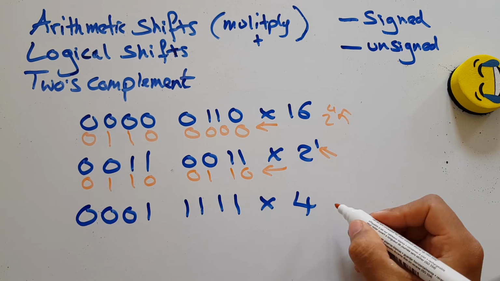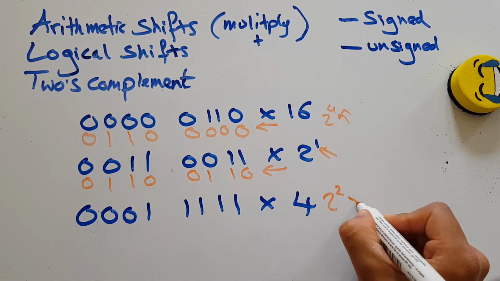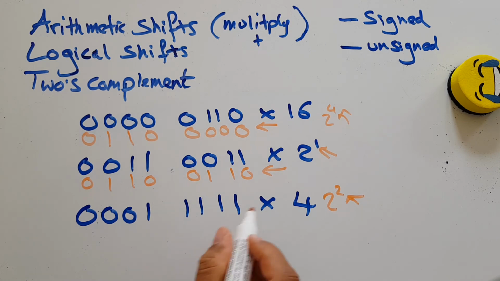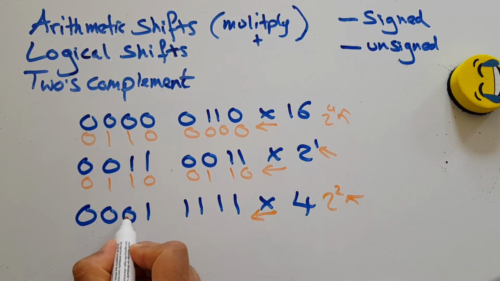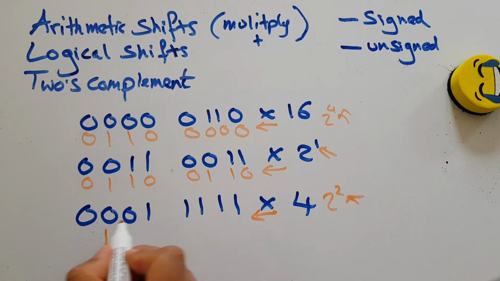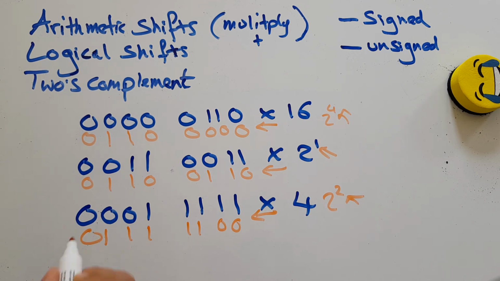4, well, 4 expressed as a power of 2 is 2 to the power of 2. So there's my shift value. So I need to move it left by 2 places. So 1, 2, and then all of these follow behind. 3, 4, there. So 1, 2, 3, 4, 5, 1, 2, 3, 4, 5. And that's it.